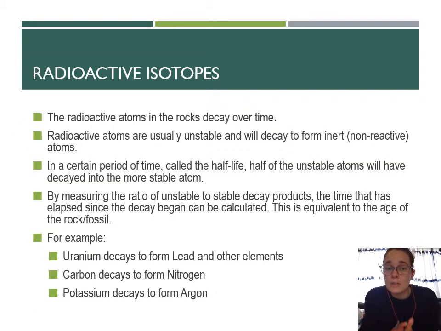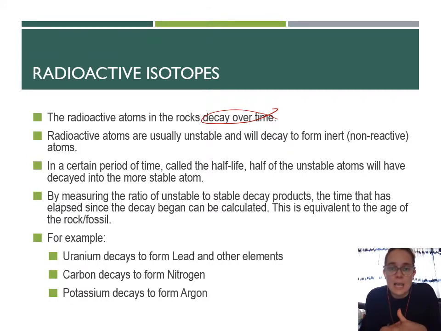Okay, so if we focus on radioactive isotopes, what we're talking about here is the atoms that make up rocks and how they're decaying over time. So how they're changing and how the atoms within those rocks are changing over time. So we're looking at radioactive atoms, and they're generally quite unstable. So they'll start to decay or revert to their non-reactive form over time.